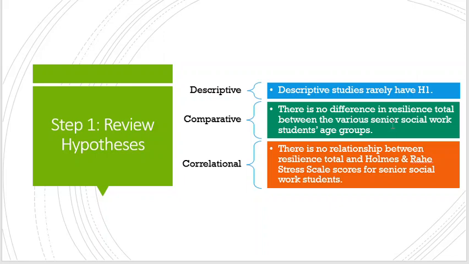So our hypothesis number one is there is no difference in resiliency total between various senior social work students' age groups. So we're going to compare the age groups, and then we're going to talk about the correlation. There is no relationship between the resilience total and the Holmes and Rahe stress scores for senior social work students. Those were our hypotheses. That's our null hypothesis. There is no difference, and we were hoping to see if there is a difference.